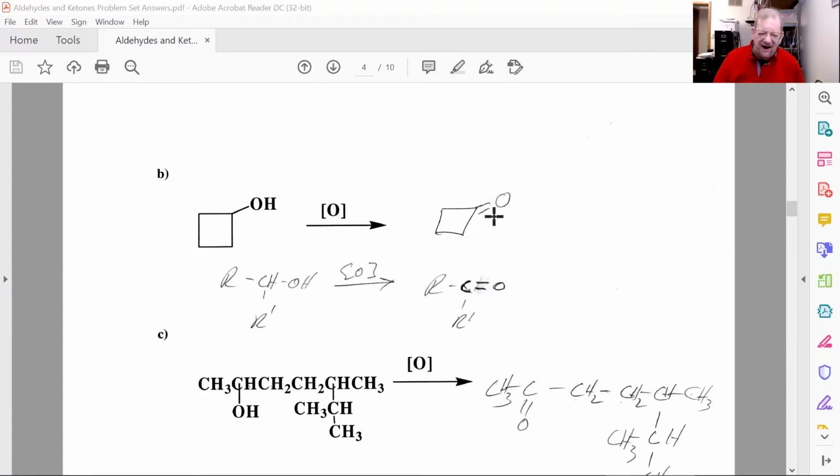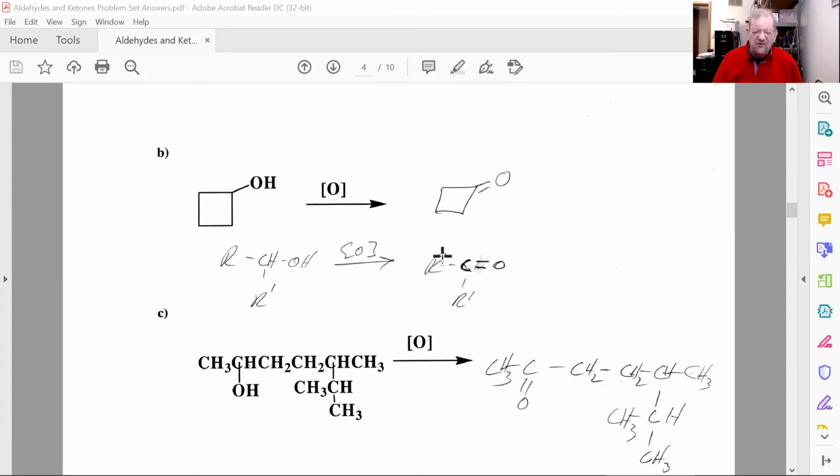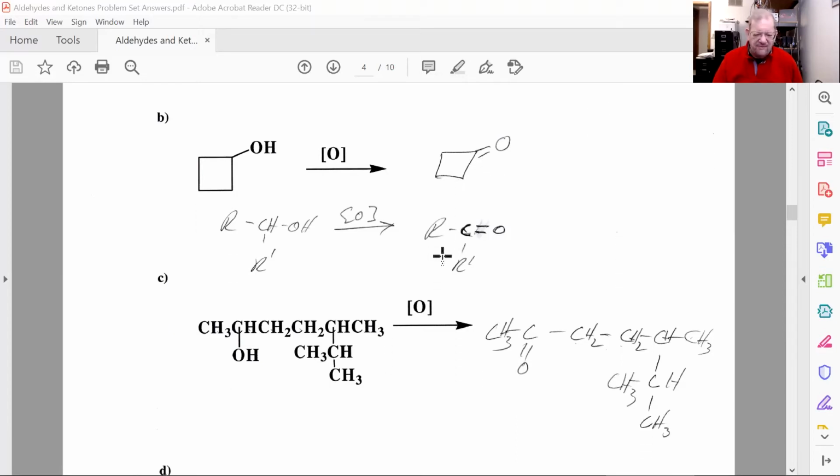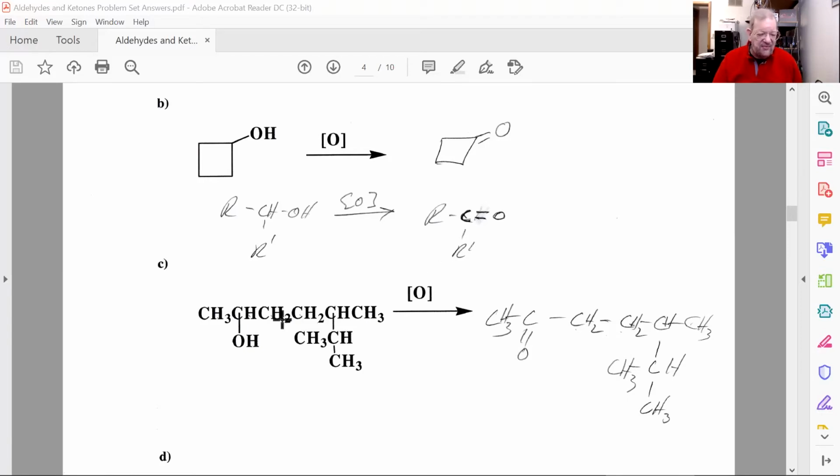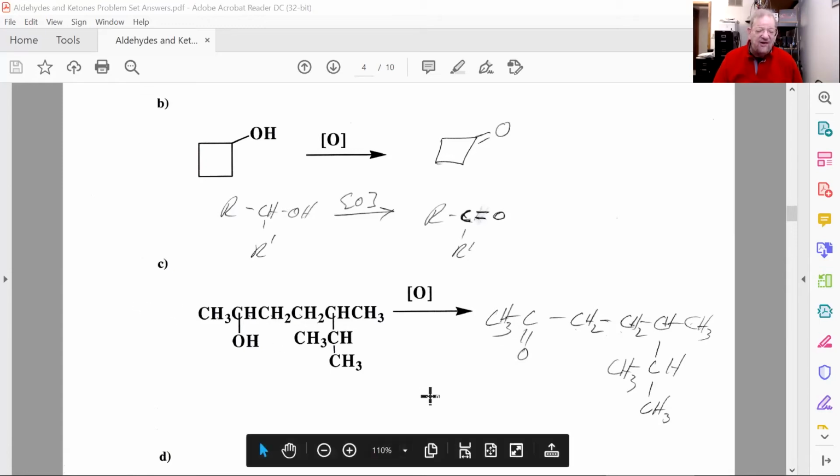White's happy, I love cyclic ketones, which this is. So is Mother Nature. And here, same thing, secondary alcohol, lose this hydrogen, you form a carbonyl. What's attached to that is still attached, because do you break carbon-carbon single bonds? No, you don't.